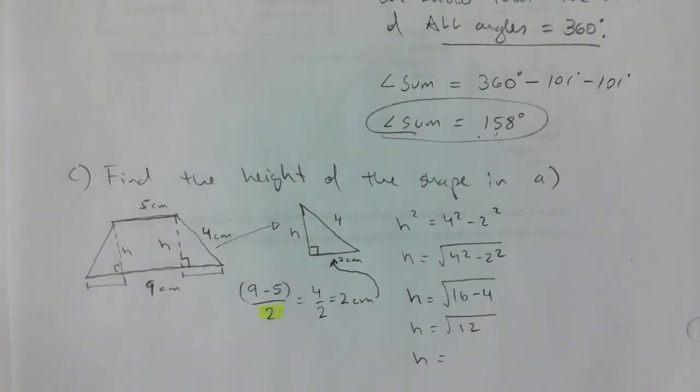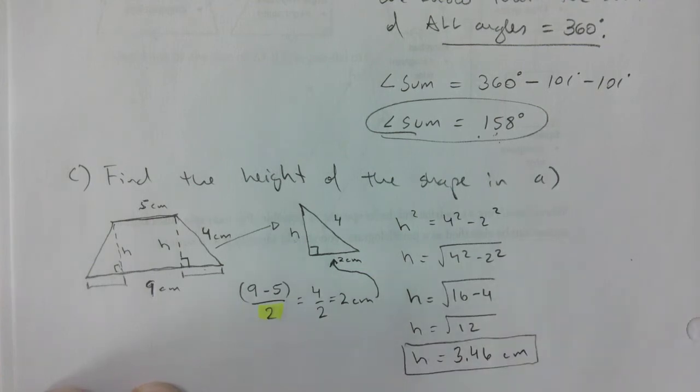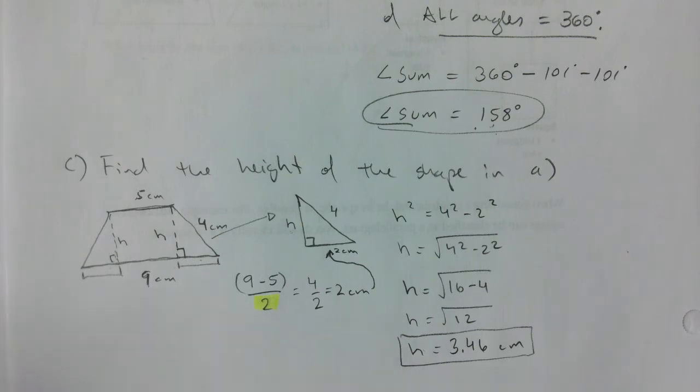Find my calculator. Packed everything away. So it's square root of 12, which is 3.46 centimeters. That's the height of that trapezoid. So that's going to also find its way into what we're doing.